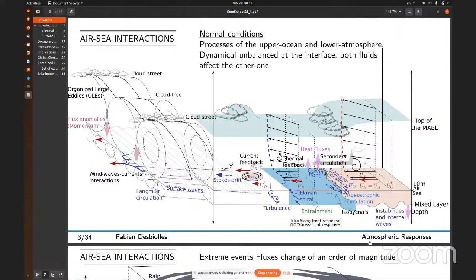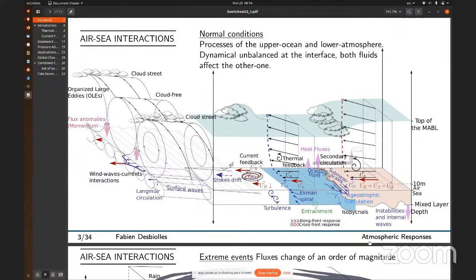And on the right of the figure, we have both thermal and dynamical current feedback. Okay, so current feedback is the effect to take into account that the ocean moves in computing the stress at the interface of the two fluids. And thermal feedback is how an ocean front, so if you pass from cold to warm or warm to cold, affects actually the stability of the boundary layer and some processes that happen there.